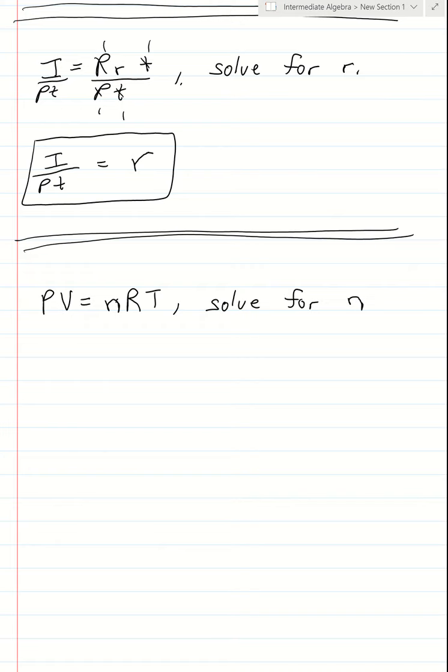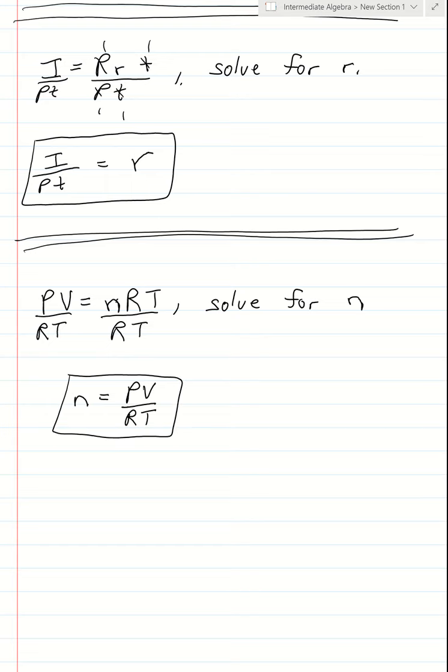Let's solve for the variable n. To solve for this variable n, once again, what's happening to the n? It's being multiplied with the r and the t. So to get n by itself, we would have to divide both sides by RT. So now we would have n equals PV over RT. That would be your answer.